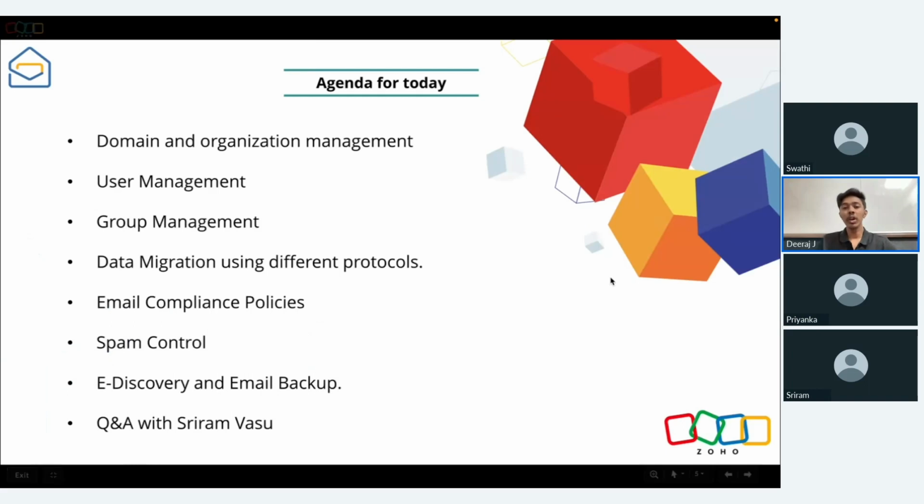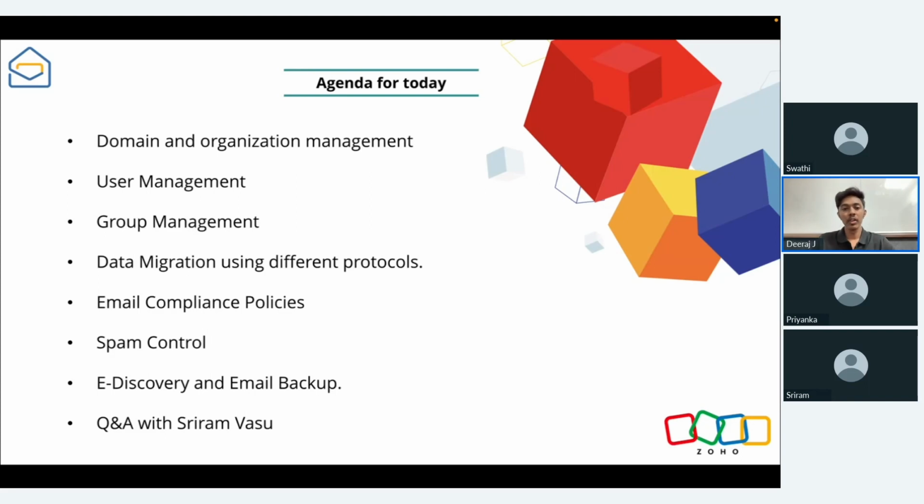So let's see what we'll be covering today. First, we'll see how you can manage your domain and organization. Next, we'll see how you can manage your users and groups. Then we'll see how you can migrate your data using different protocols in Zoho Mail. We'll see what email compliance policies are, how you can control spam emails for all of your organization users, what e-discovery is, and how you can back up your emails. And at last, we'll have a Q&A section with Sriram Vasu.